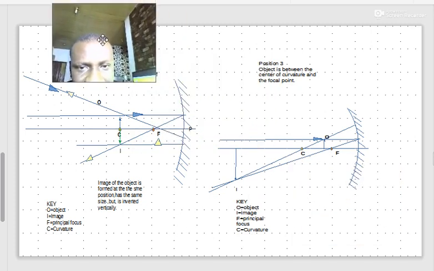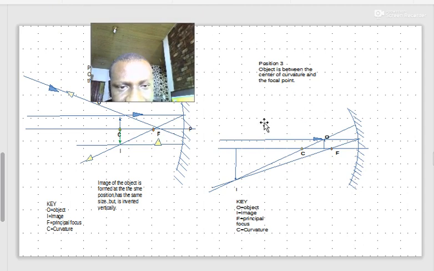Now imagine this diagram 3. This time in this mirror, we have the object move further away from the center of curvature to a position between C and F, which is the focal point. This is the focal point, where you can see that red dot and pink dot, and this is the other point called the center of curvature, like I've been stressing.